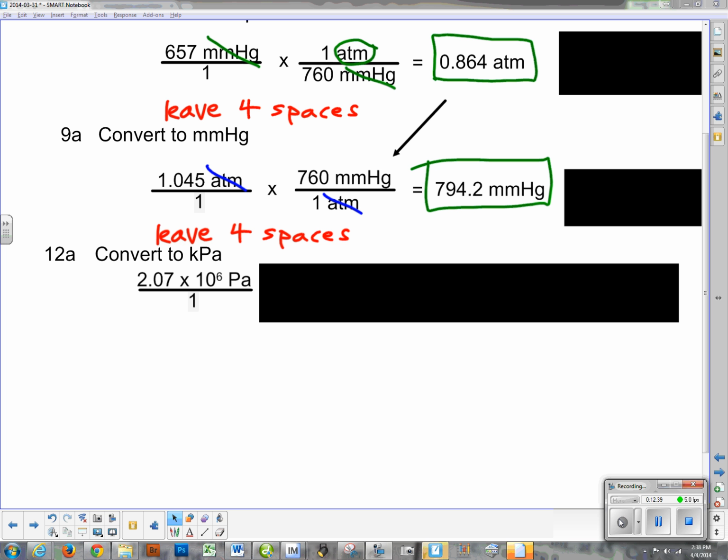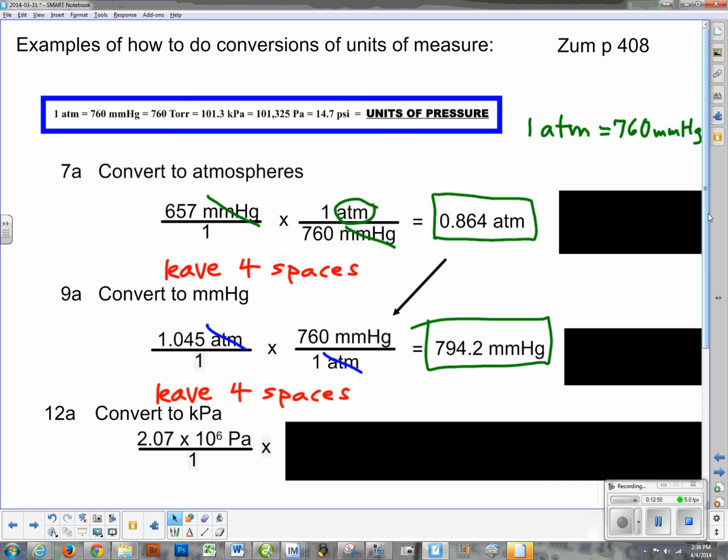And so soon. What has to be on the bottom of the next fraction? Okay, you're using this number right here, correct? Yeah. Okay, and what's going to be on the top? 1? We're going to KPAs. The only guy that has 1 in front is atmospheres. So what do we have to have on the bottom?